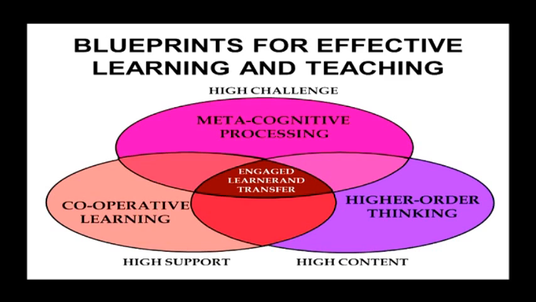So this particular scaffold I found, it's quite an old one. It's called Blueprints for Effective Learning and Teaching. It's by Robin Fogarty and James Bellanca. They were the 2 educational theorists that I got this idea from. We're talking about 20 years ago, I think, almost. But what I look at when I look at learning, I want to create high support, high content, and high challenge.